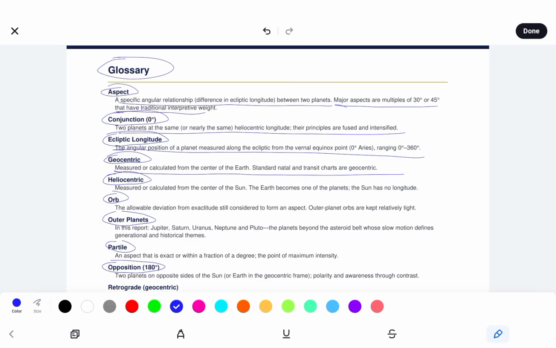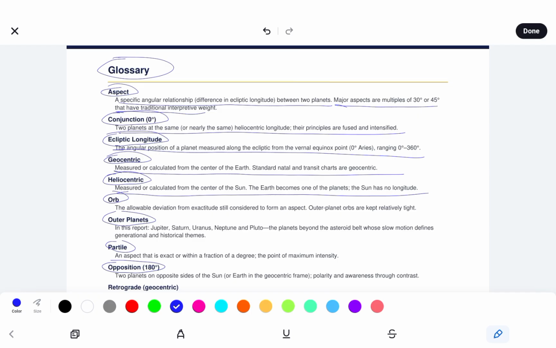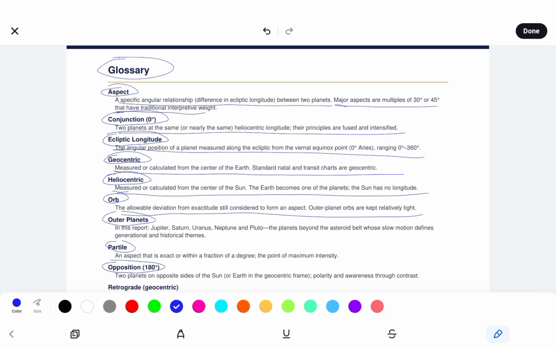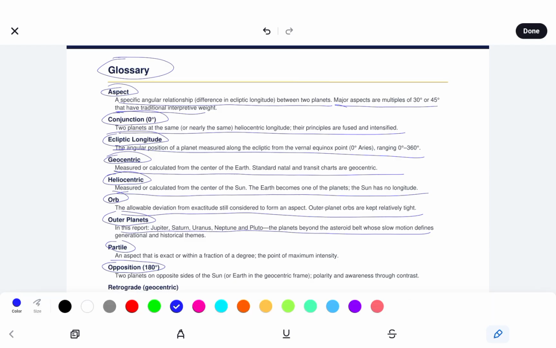Standard natal and transit charts are geocentric. Heliocentric, measured or calculated from the center of the Sun. The Earth becomes one of the planets; the Sun has no longitude. Orb, the allowable deviation from exactitude still considered to form an aspect. Outer planet orbs are kept relatively tight. Outer planets, since this report: Jupiter, Saturn, Uranus, Neptune, and Pluto. The planets beyond the asteroid belt whose slow motion defines generational and historical themes.